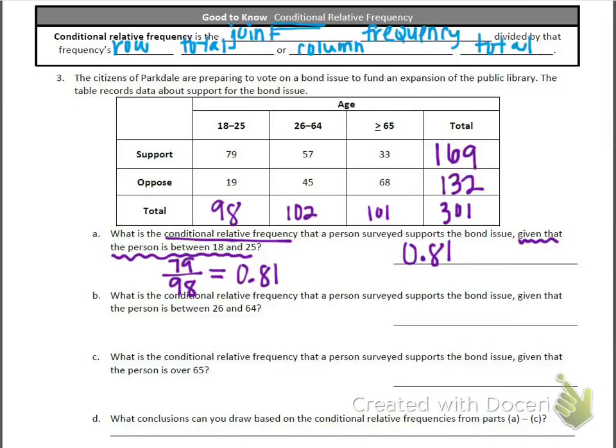So what I want you to do is try B and C for me. Okay, guys. So the second one is the conditional relative frequency that a person surveyed, again, supports the bond issue given that the person is between 26 and 64. So I'm only looking at this column now. So what's going to be my denominator? Good, 102. And of those 102 people, how many support the bond issue? 57. Good, 57. So that comes out to 0.56.